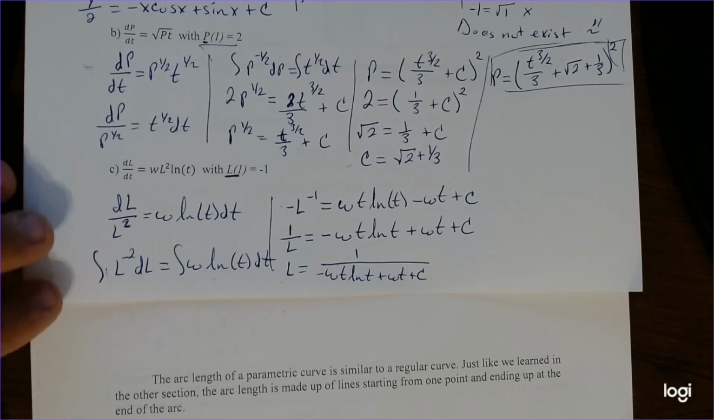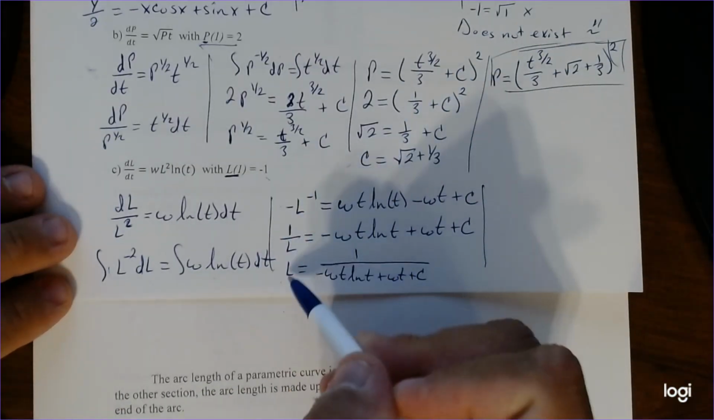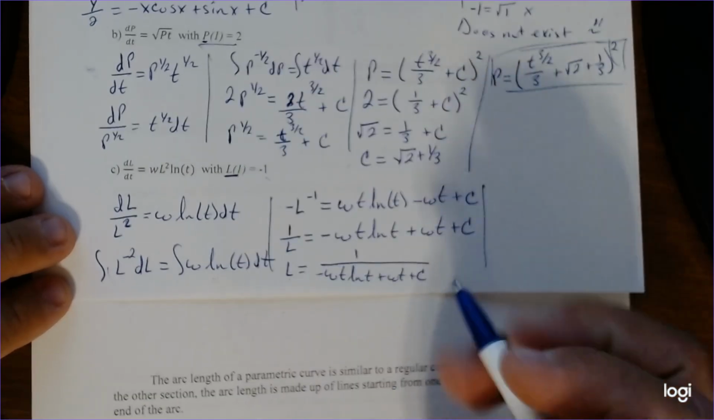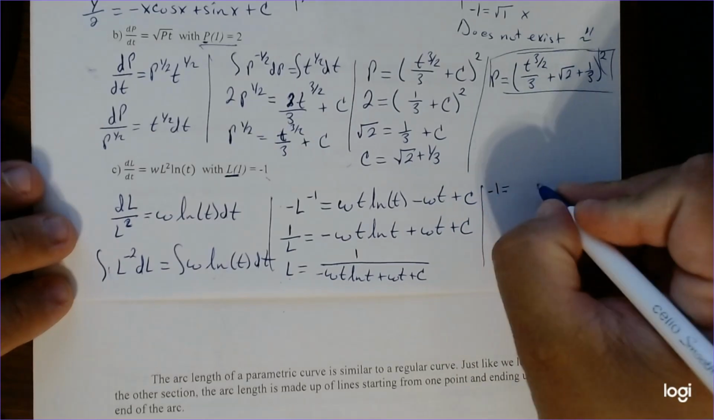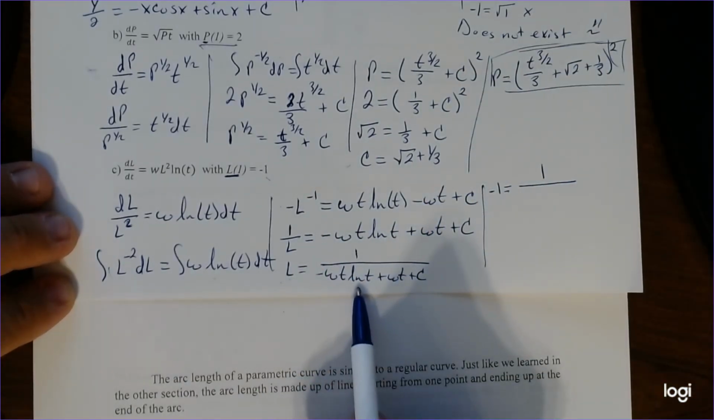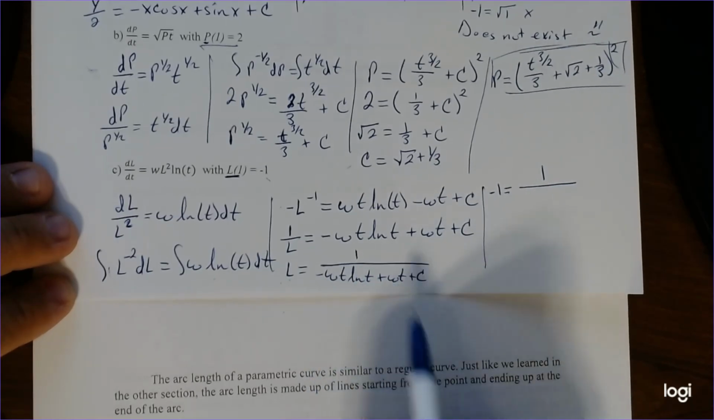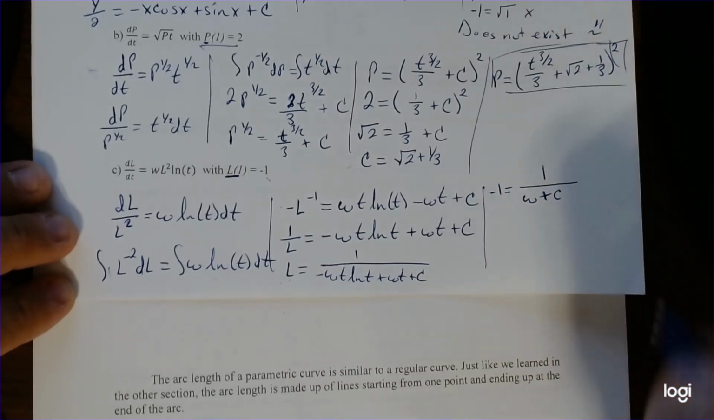And now finally, we solve for the c value. So we plug in negative 1 for L and plug in 1 for t. So negative 1 for L. And this whole thing is going to give us, and we plug in 1 for t. So natural log of 1 is actually 0, so all that cancels. And this is going to give you w plus, sorry, plus c.